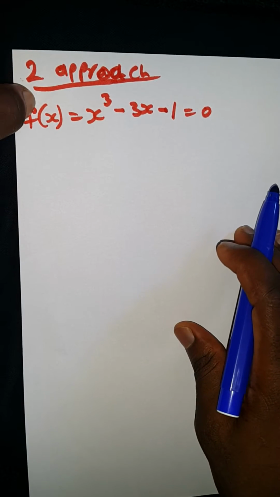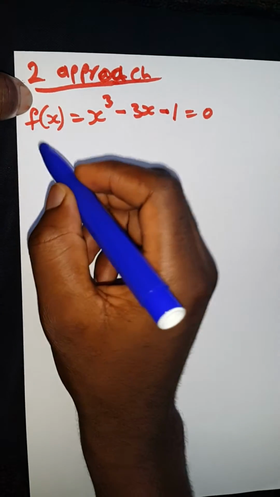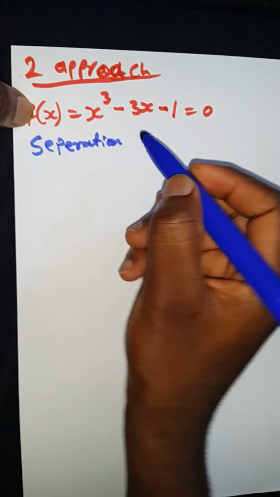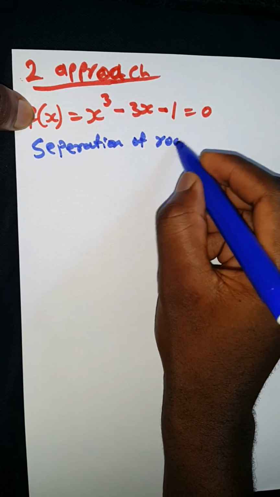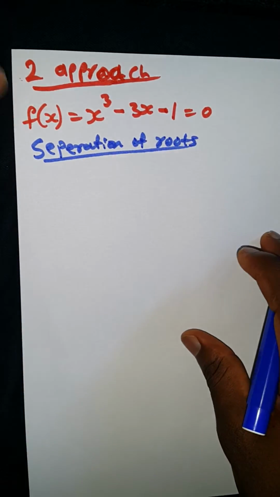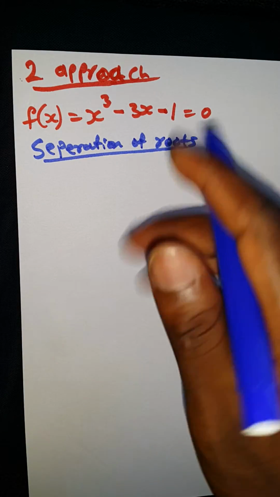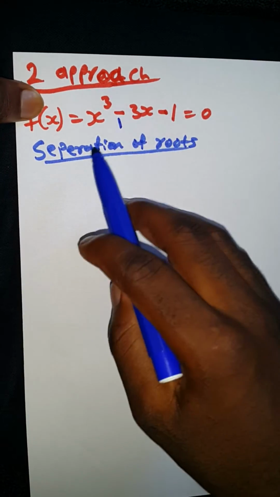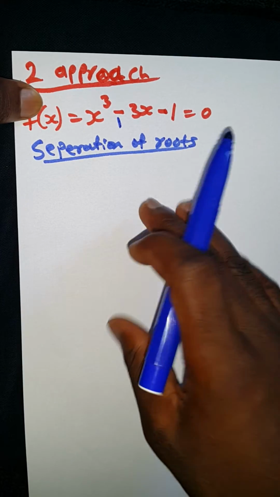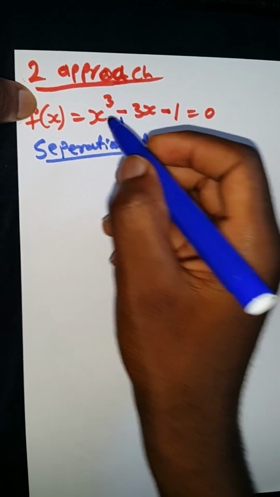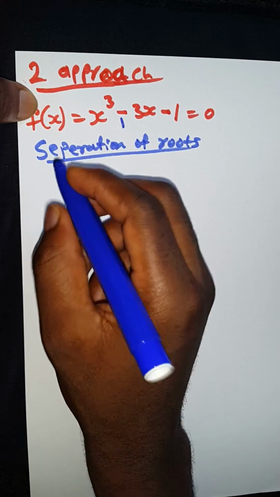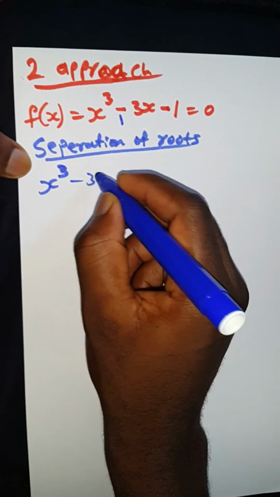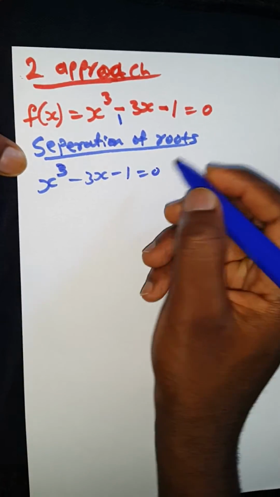We call it separation, separating the roots. We are going to separate this equation in two different ways. Then we use it to find the roots by drawing the graphs. Now for us to separate this equation, we have the equation x cubed minus 3x minus 1 equals 0.